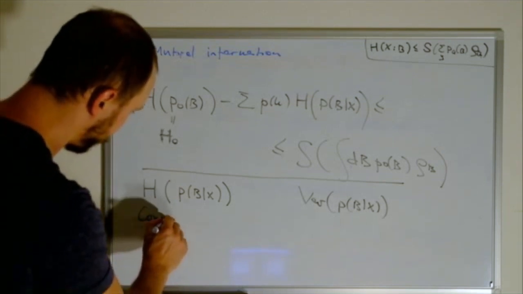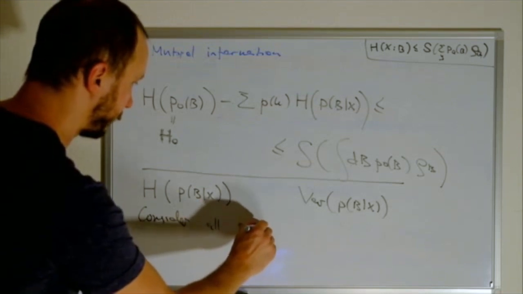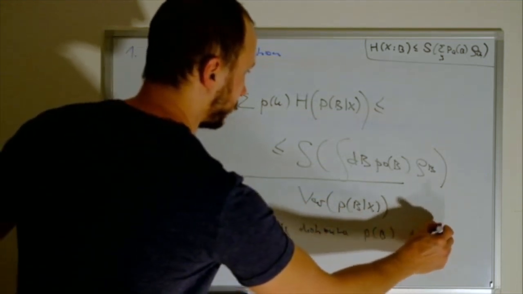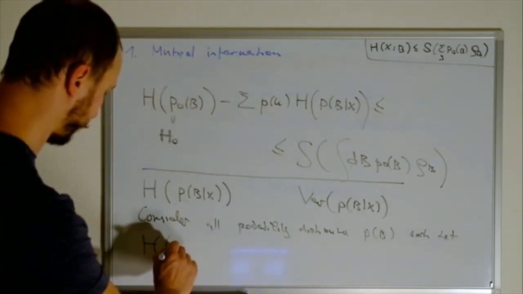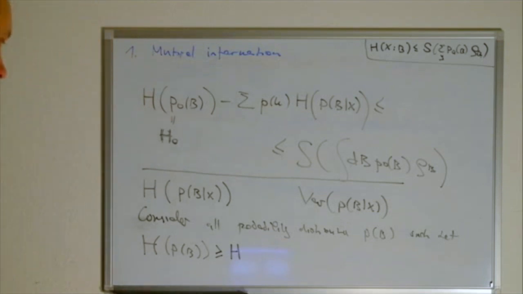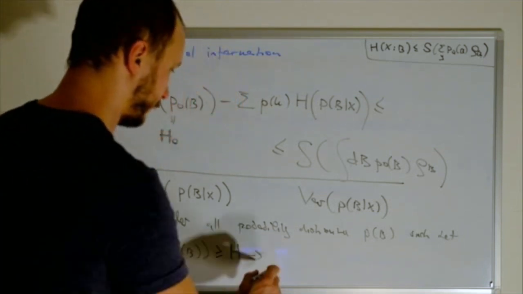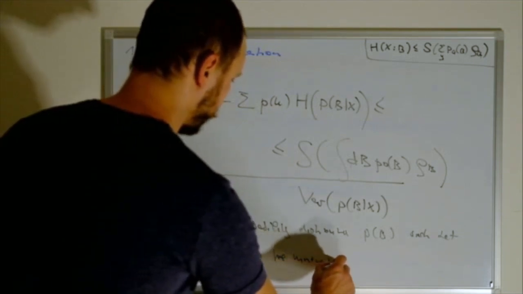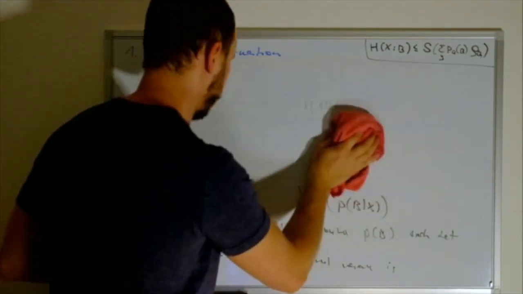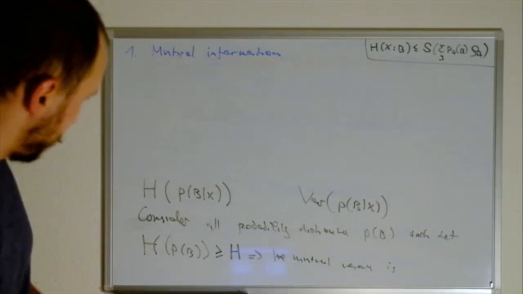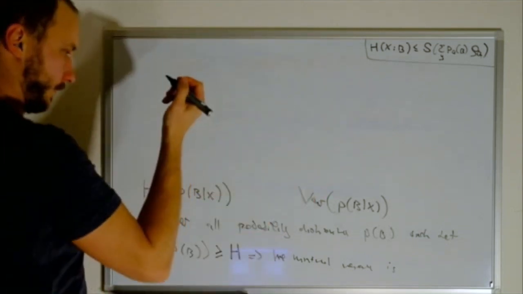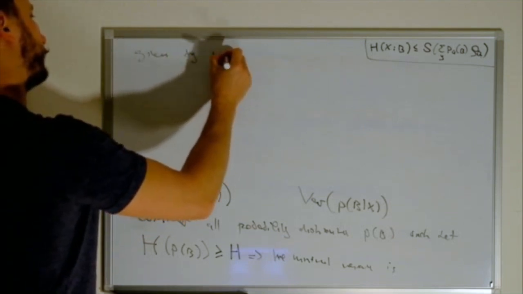Let's write it properly. So consider all probability distributions P of B such that the entropy of P of B is larger or equal than a constant H. Then the minimal variance is given by the Gaussian distribution.